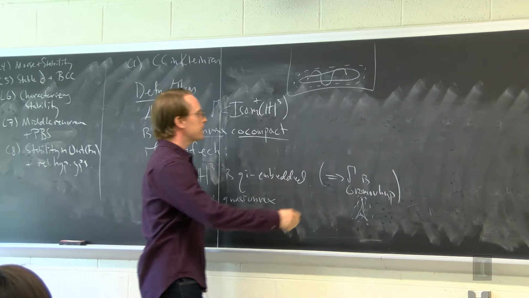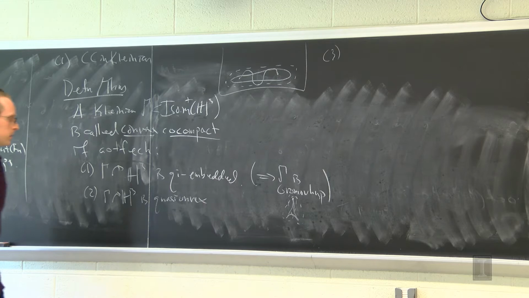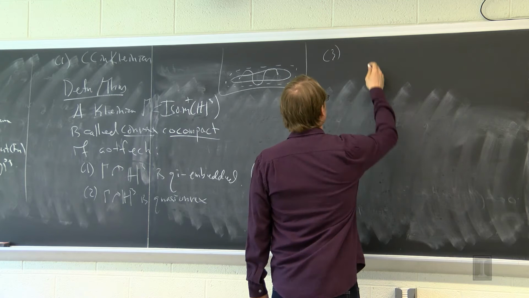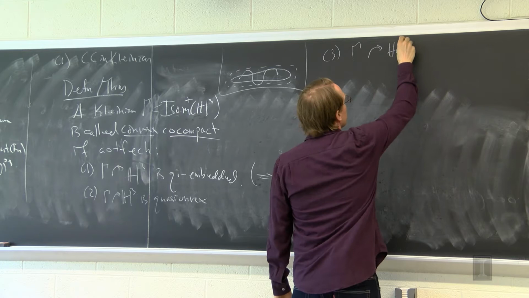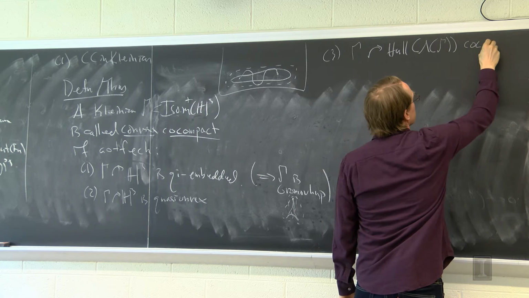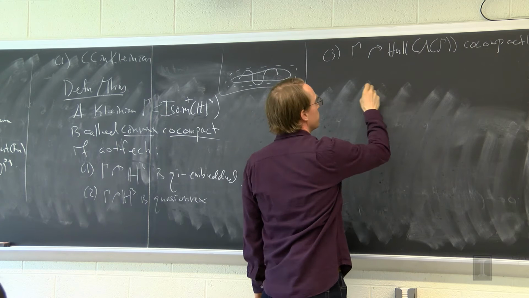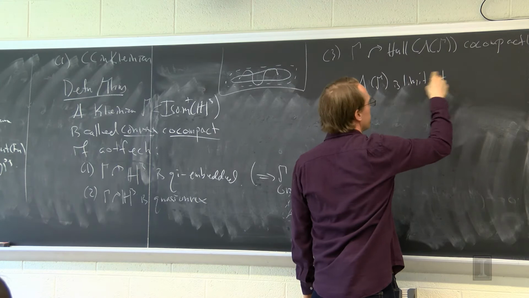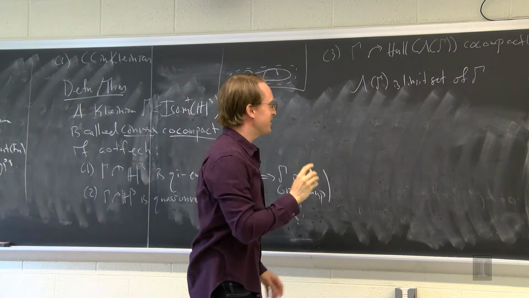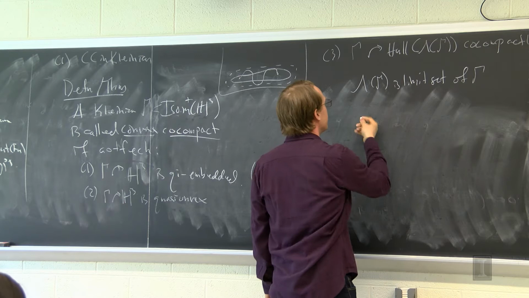Okay. So there are several other conditions, but the last one I'm going to talk about today is the one that actually gives this the name. So the first thing is that gamma acts on the convex hull of the limit set of the group, cocompactly. Okay, so what's the picture? So lambda gamma is the limit set of gamma in the boundary of H3, which is just S2.